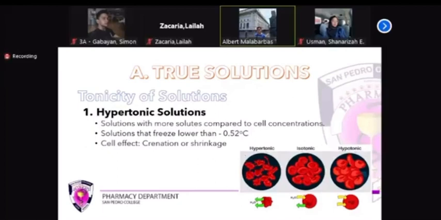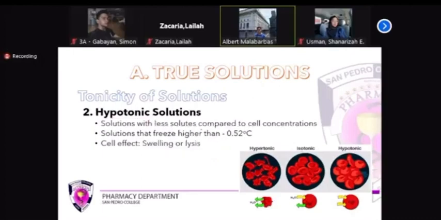So, ang tendency is that the water from your cells will escape from the cell in an attempt to dilute the concentration, the salt outside. So the tendency for a hypertonic solution is that when a cell is exposed to a hypertonic solution, the cell will shrink or it will crenate because of the loss of water. Okay? For hypotonic solution, these are solutions with less solutes compared to cell concentrations. So the cell will swell or lyse.